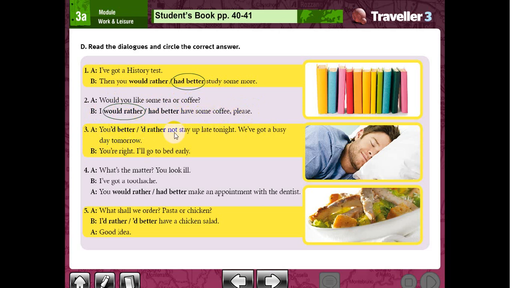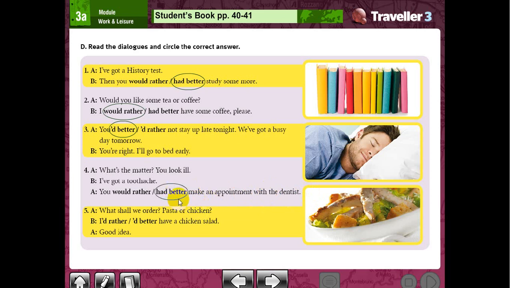You'd rather not stay up late tonight. We have got a busy day tomorrow. You are right. I'll go to bed early. You'd better. It's advice. What's the matter? You look ill. I have got a toothache. You'd better make an appointment with the dentist. Here we will choose had better.